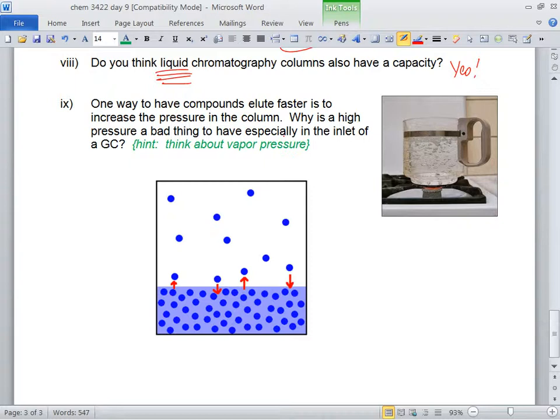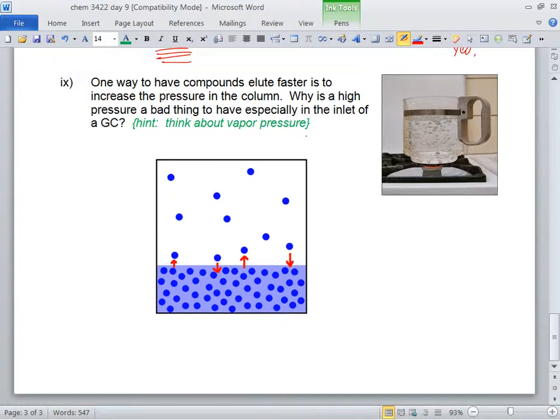But the point of this story is, you crank up the pressure in the inlet. All you're doing is now you have to heat it up even higher for it to vaporize. Well, then you have all those same issues. Is it going to vaporize? Is it going to decompose? So you're just enhancing the limitation of the GC by cranking up that pressure.